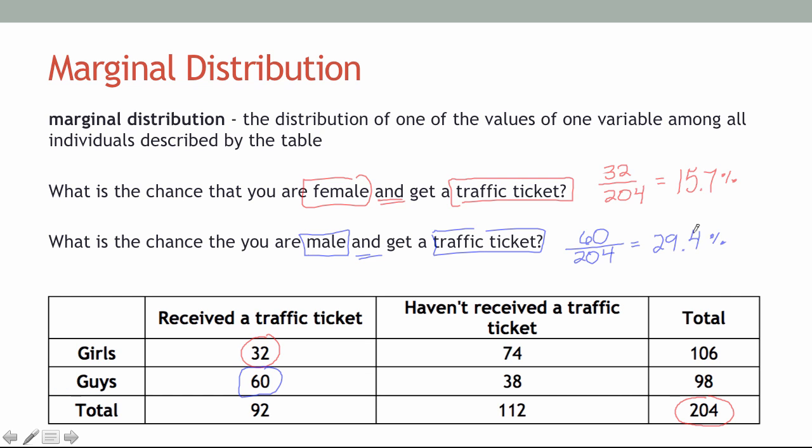So look at this. Just comparing these numbers, you're almost twice as likely to get a traffic ticket if you're a male compared to if you're a female. Do you think insurance companies are aware of this? And there's all sorts of other things you can play around with. You can look at how many have gotten a ticket versus not a ticket, etc. But this is marginal distribution, taking the total and finding the percents out of the total for certain categories that we're looking at.